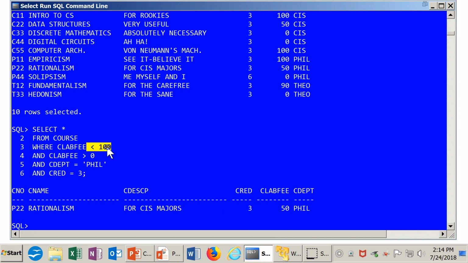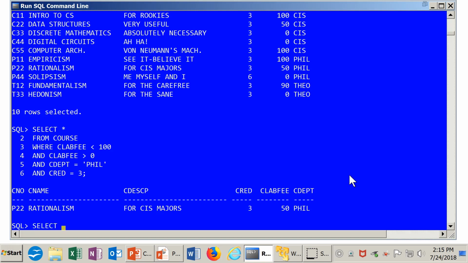Is the lab fee less than 100? Well, 50 is less than 100. Is the lab fee greater than 0? Yes, 50 is greater than 0. Is the sponsoring department philosophy? Yes, indeed it is. And finally, is the credit 3? Yes, all 4 conditions were satisfied. Are there rows that might have satisfied 3 of them or 2 of them? Certainly there are. And you can go back and check the entire course table and confirm that for yourself.